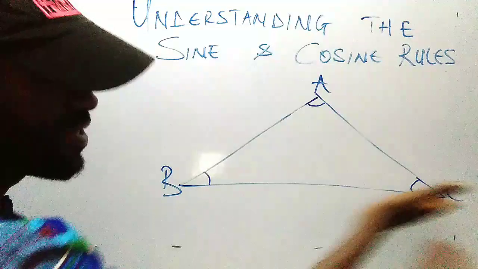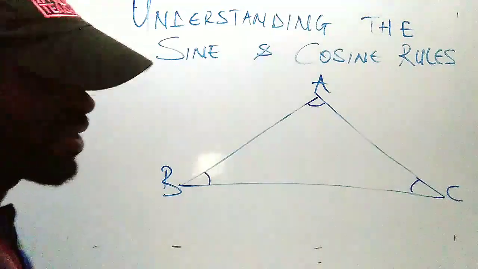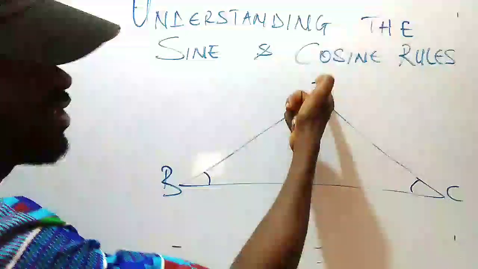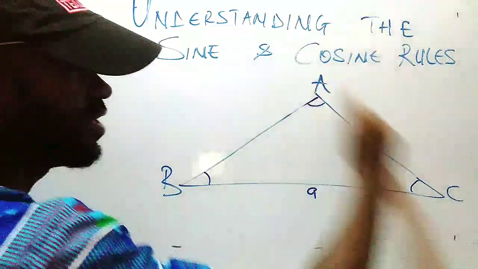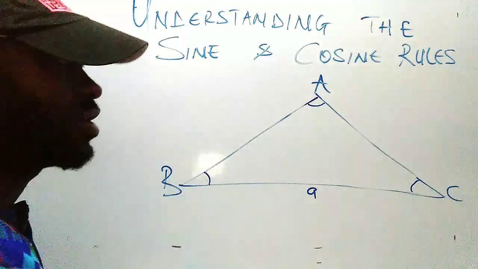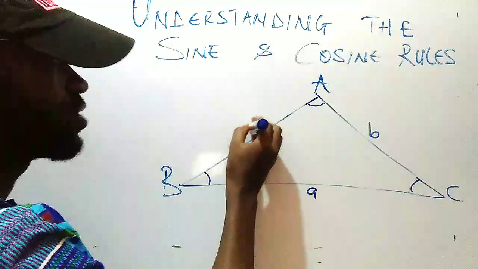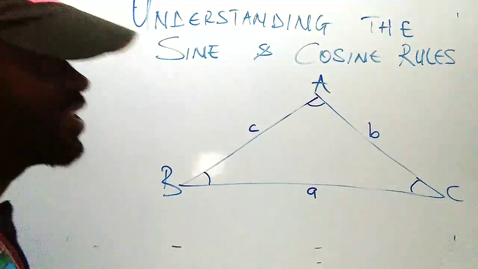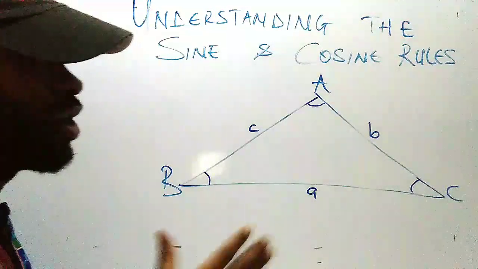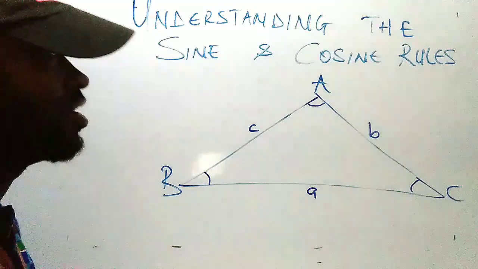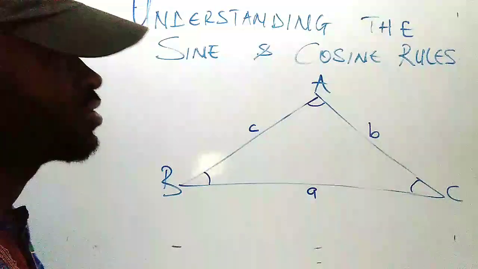Now the sides opposite each of them will take the small letters. This side is opposite capital A, so we call it small a. This side is opposite capital B, so this becomes small b, and here becomes our small c. Understanding how a triangle is labeled will help you in your journey of understanding what bearing is, and subsequently how you can handle sine and cosine rules.